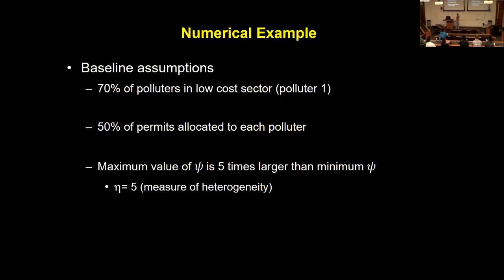For baseline assumptions for numerical examples, just for the heck of it, we're going to put 70% of the polluters in the low-cost sector, call them polluter one. 50% of the permits will just be allocated to each polluter group, each sector. We have to have some measure of heterogeneity. So I mentioned we have psi. Psi is going to be in the bounds of psi lower bar to psi upper bar. And we're going to then choose some value to cut off for the different groups. But for this range, we have to choose how big that range is, how much heterogeneity there is. We're just assuming that the maximum value psi hat is 5 times the minimum value here. We'll look at different values of that, just to see if heterogeneity plays much of a role.